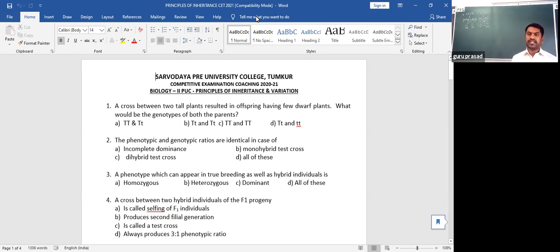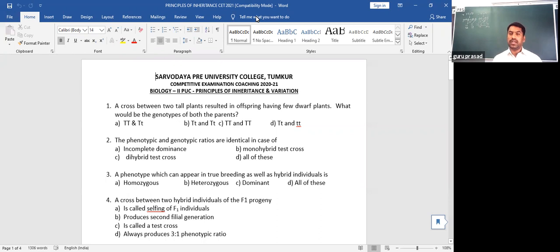If we allow for selfing, then it only goes under self-pollination, or we can also achieve cross-pollination. So there are two answers for option A, and keeping that in mind, we cannot consider it as an answer. Option: produce second filial generation. When crossing between two hybrid individuals of the F1 progeny, whether you allow self-pollination or you do cross-pollination, what you obtain is the F2 generation. That is the only single statement applicable here.